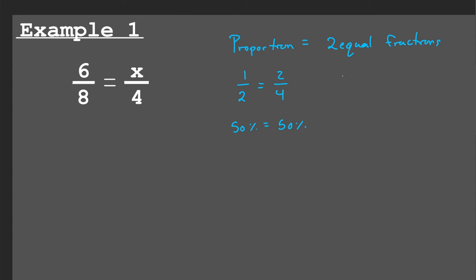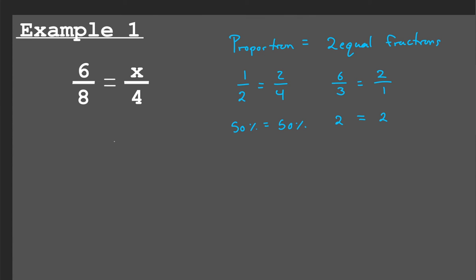Another example could be 6/3 is equal to 2 over 1. 6/3 is equal to 2. 2 over 1 is equal to 2. This is a proportional expression, a proportional equation. These 2 fractions are proportional. It's a proportion because they are equal fractions.